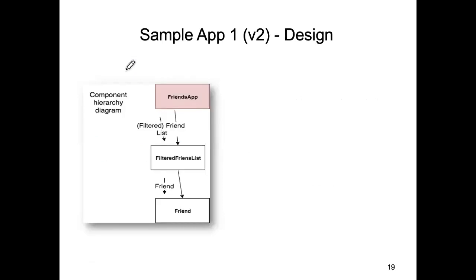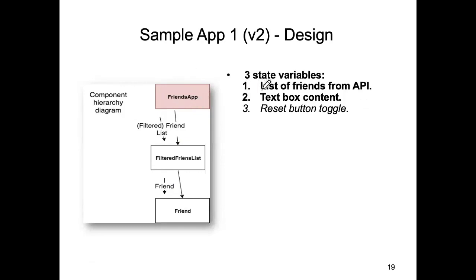From an app design point of view, it's still the exact same design. The additional code, though, is going to appear here. I now have 3 state variables. The 2 that I already had from the previous version of this app. The 3rd state variable is going to essentially record when the user has clicked the reset button. And I've decided just to use a Boolean state variable for that.